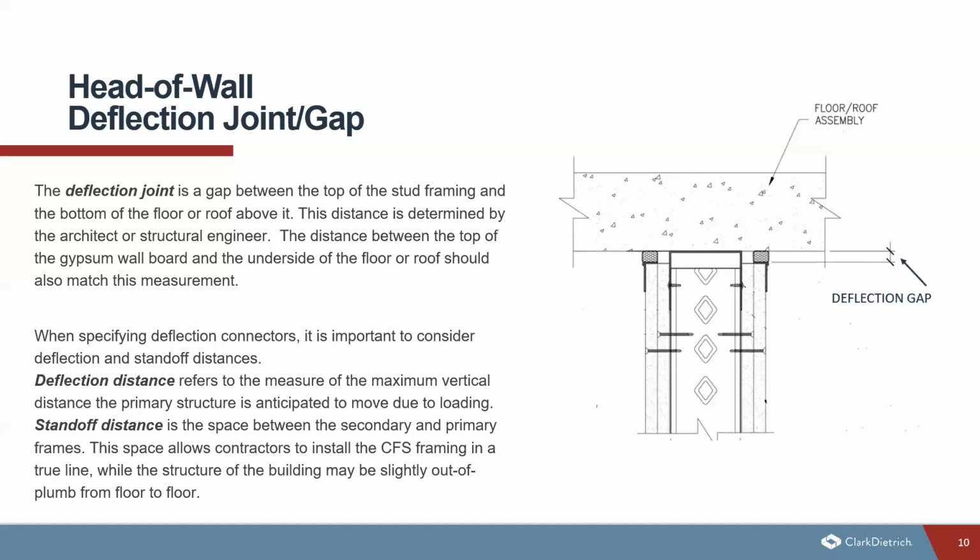Here we have those definitions on the slide. Deflection distance is going to refer to the measure of the maximum vertical distance that the primary structure is anticipated to move due to those loading conditions. Now, standoff distance is the space between the secondary and primary frames. That space is going to allow the contractors to install the cold form steel framing in a true line while the structure of the building may be slightly out of plumb from floor to floor.